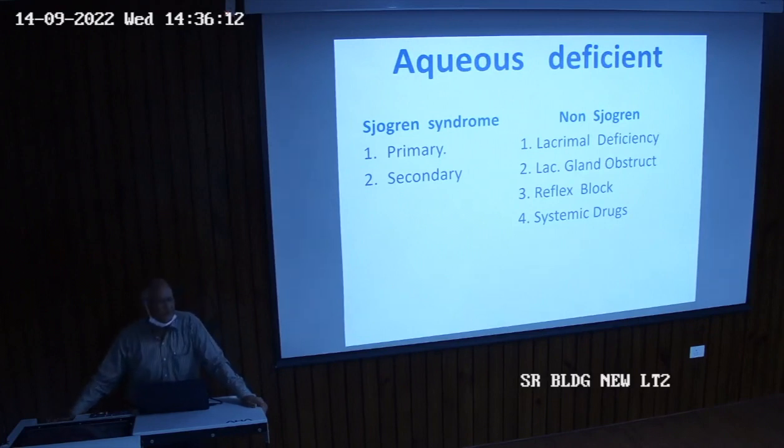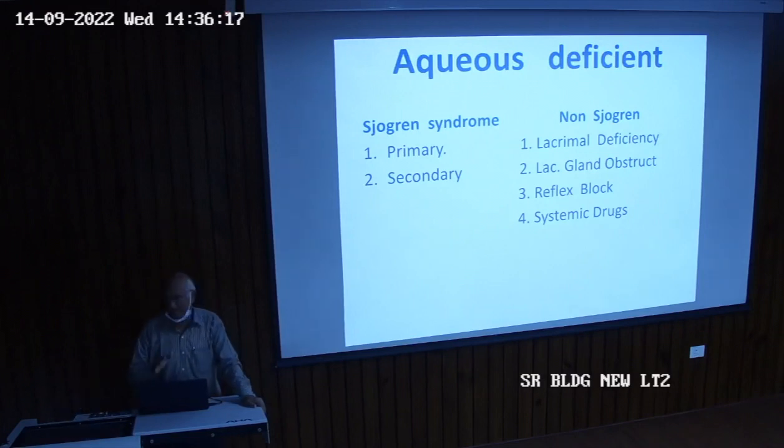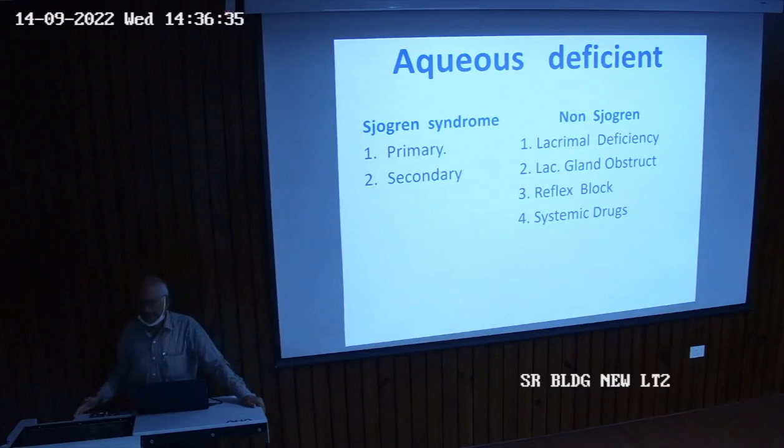Systemic drugs: so many drugs, antihistamines, antiemetics, cause less secretion. So this is the less aqueous secretion, from Sjogren's, non-Sjogren's, primary, secondary, lacrimal deficiency, and all these things. Ultimately, the aqueous is the deficient part. Once the aqueous is deficient, many mechanisms occur and cause dry eye.